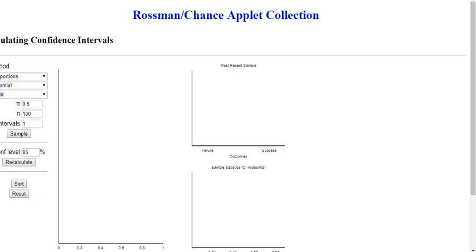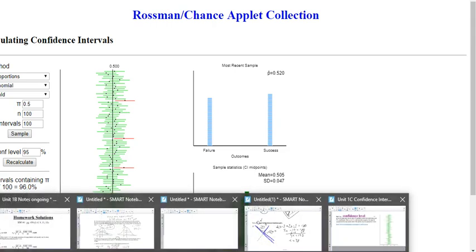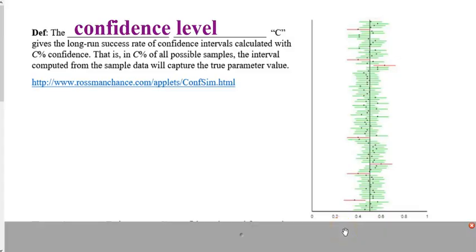Okay? So we're set up for proportions, and if I say I want 100 intervals, that's kind of what you see on the screen printed out. I do a sample, and my confidence interval is 95%. What you're seeing here is that range, from the median of 0.5, 95% would fall within this range. This is just another way of showing the data. You don't have that in your notes, it's just on the site.